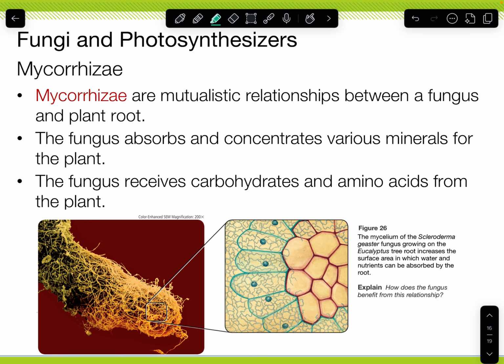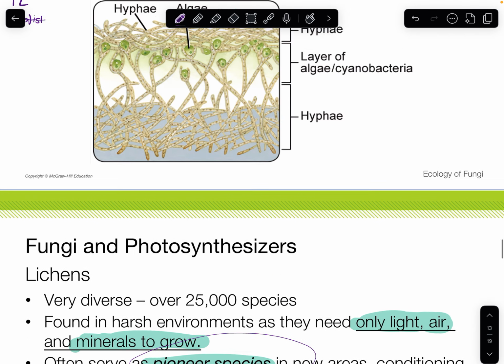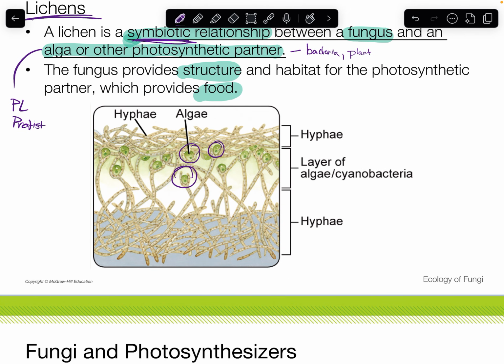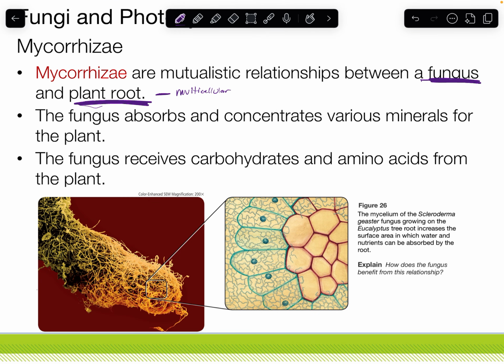Now, that's not the only kind of special structures and fungi relationships that we've got. We can also have mycorrhizae. Mycorrhizae are a mutualistic relationship between a fungus and a plant root. So we're looking specifically at a fungus and a plant root. These are going to be multicellular. Up here, lichens were typically unicellular. So if we go up here, we have unicellular things. Here, we're going to have multicellular things. So we're looking specifically at plant roots.